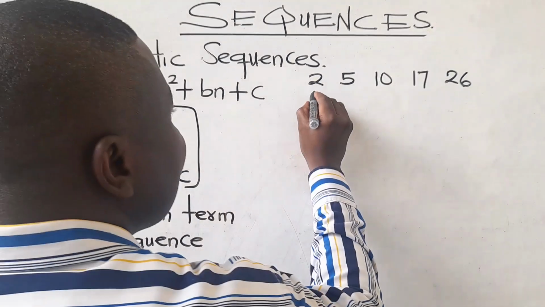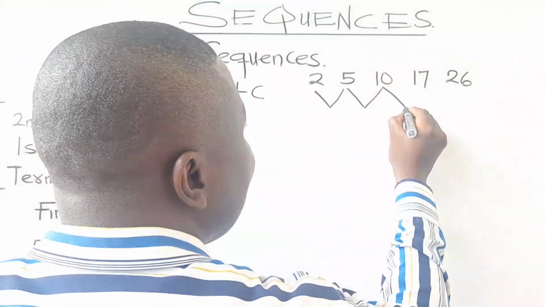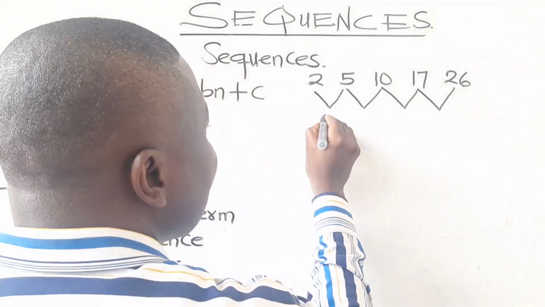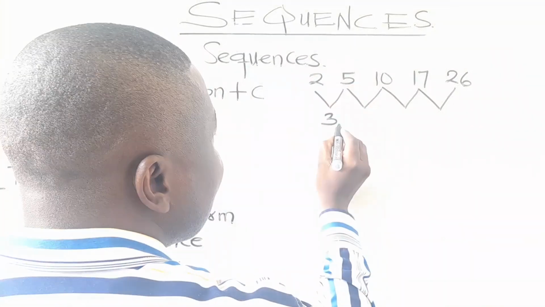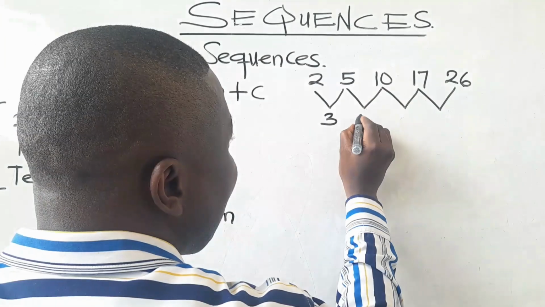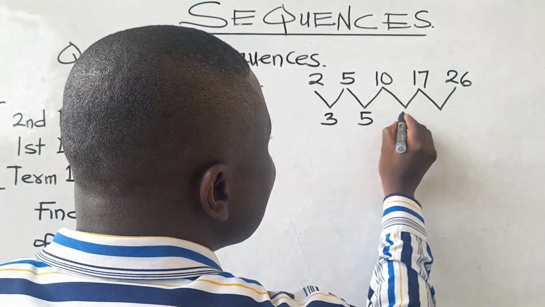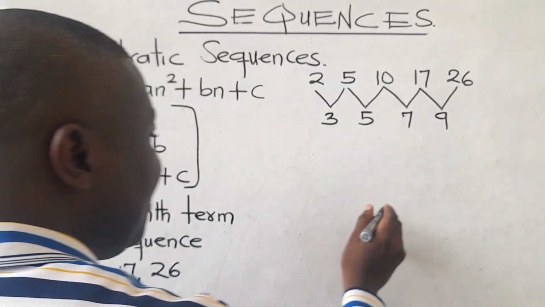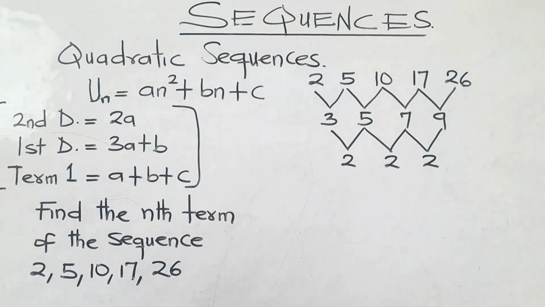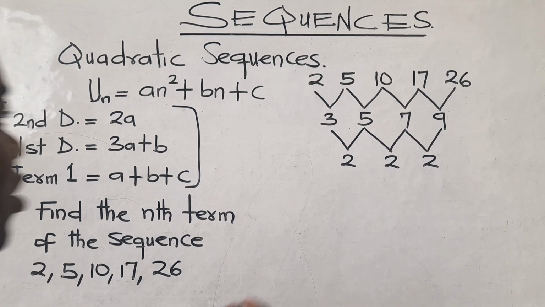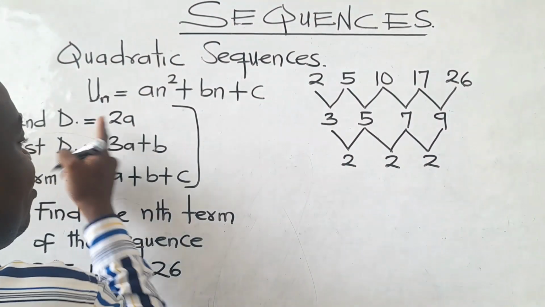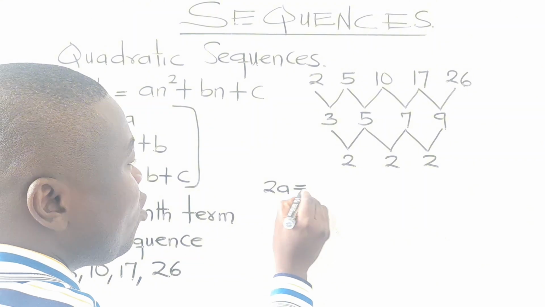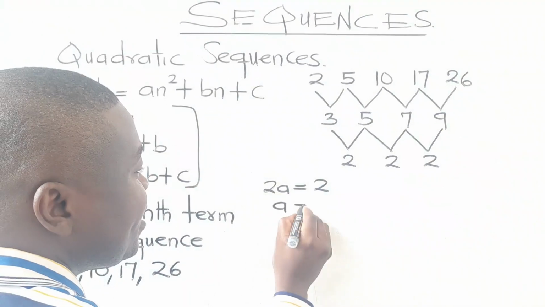Now, look at the first difference. 5 minus 2 is 3. 10 minus 5 is 5. 17 minus 10 is 7. 26 minus 17 is 9. So we've gotten the second difference to be 2. Now we apply it. If the second difference is 2, it means 2a equals 2. Hence, a is equal to 1.